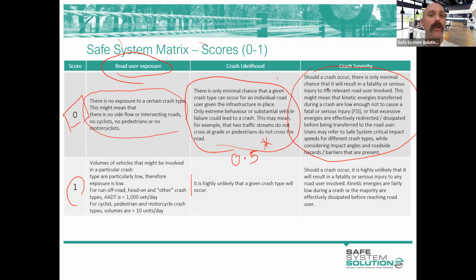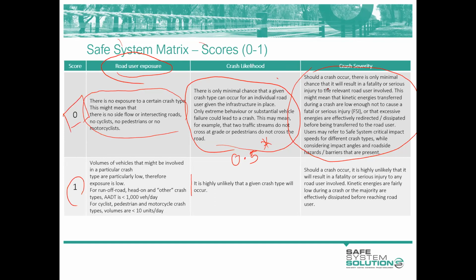But do be careful not to be reactive in the use of this to just say, well, no crashes, thus likelihood of crashes is 0. That would be a very bad use of the safe system assessment framework.